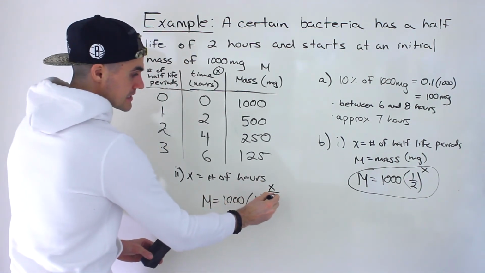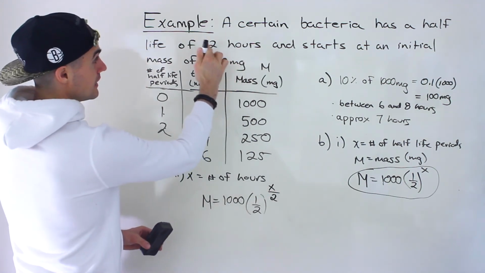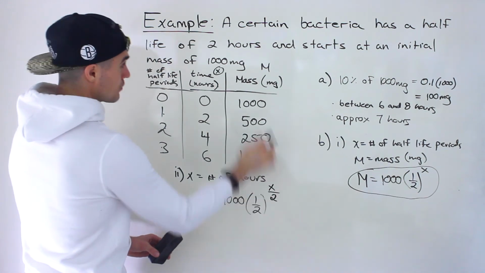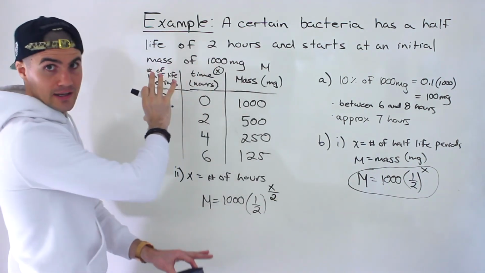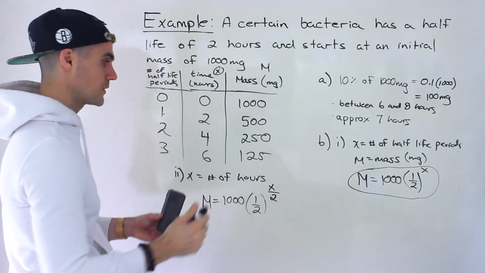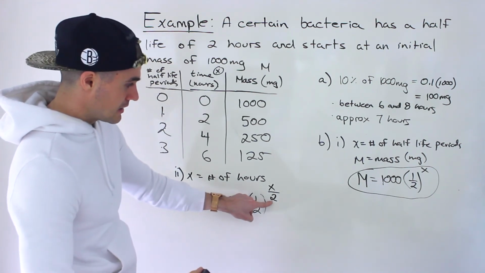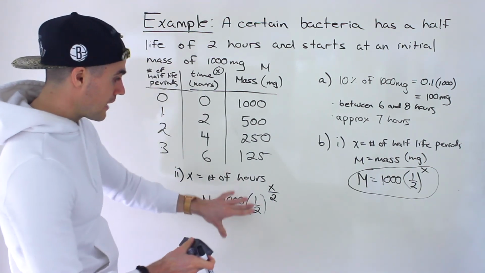This here is the half-life period, which is 2 hours. If this was, for example, 3 hours, this would be 3. If this was 4 hours, this would be 4. That's how this exponent relates to the scenario. And then same thing in the previous question when we were dealing with the 2 doubling times, that's where the doubling times went for both bacterias. And so now we could test that again.